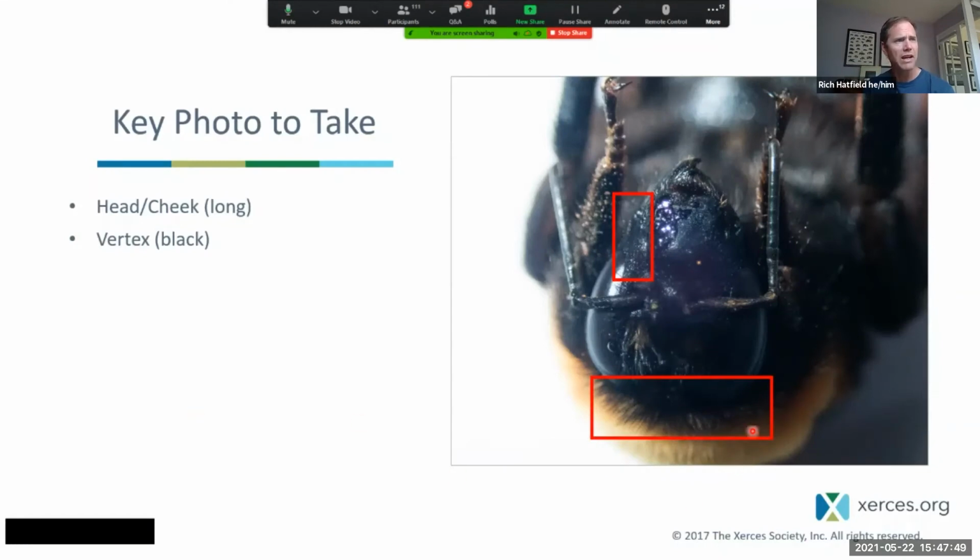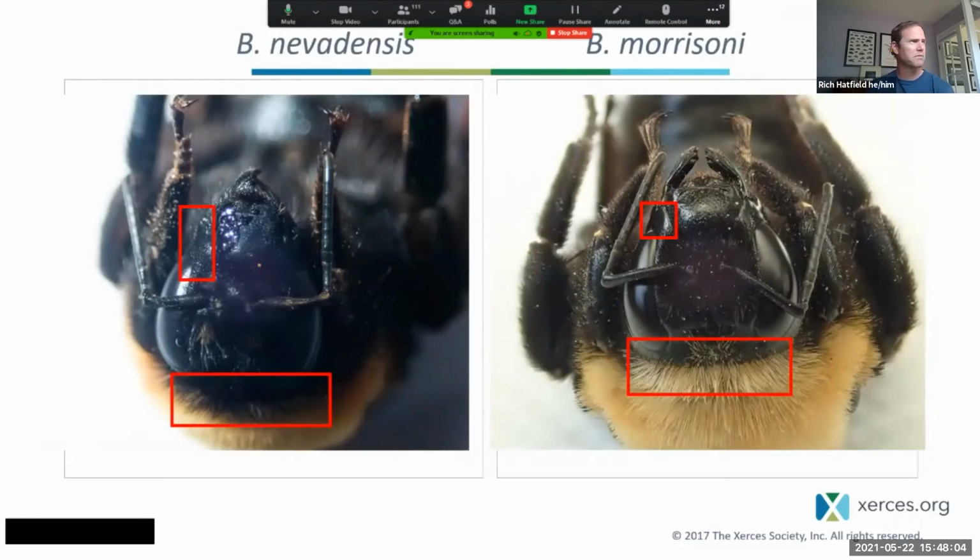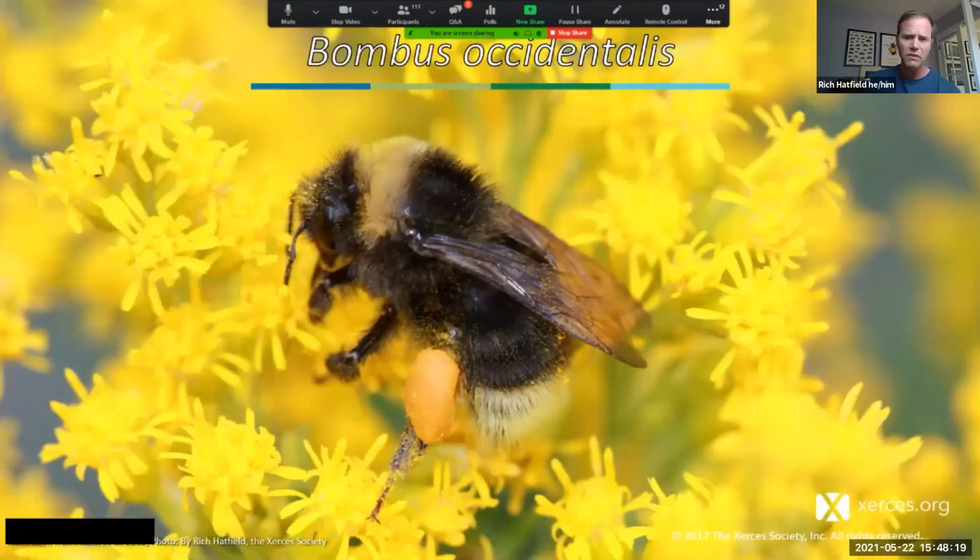So we can see the black hairs on the top of its head here. And then we can also see this long cheek. And again, you may not be able to tell that that's long just by looking at it because you may not have looked at enough bumblebee cheeks like me. But when we compare it to Bombus morrisoni and look at them side by side, you can tell the difference pretty dramatically here, where we have a nice short cheek on the right of morrisoni and a really long cheek here on the left. So pretty distinct differences that really help to differentiate those two species from each other.